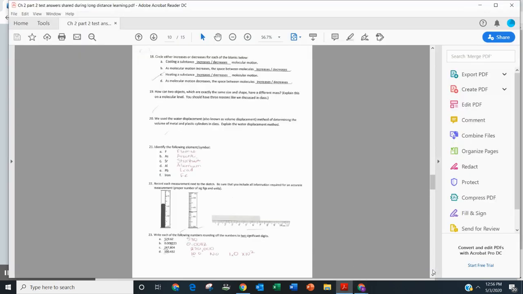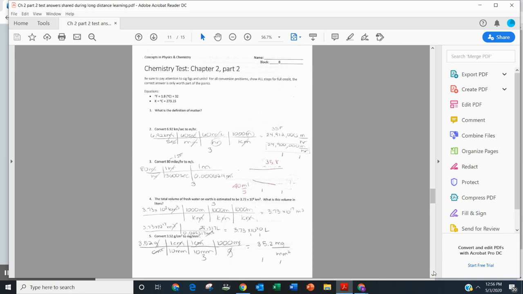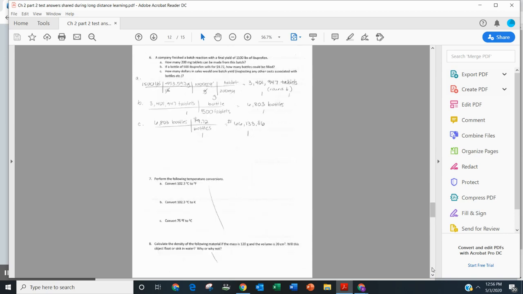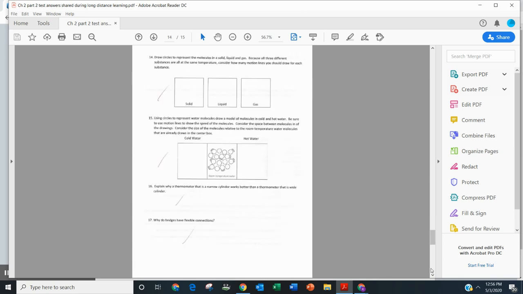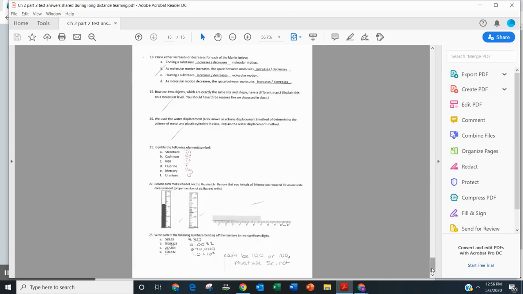Okay, so next test, Block 8. Here are the answers for your first page. Pause the video if you need to look at them. Here's the second page. Your next pages were all the same. And here you've got your own set of elements. And the last ones are pretty much very similar to the other blocks.